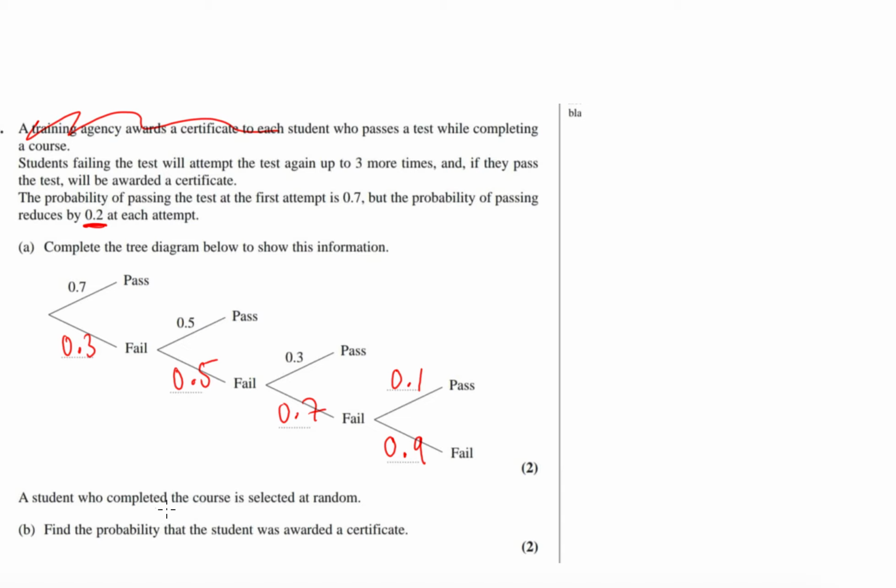A student who's completed the course is selected at random. Find the probability that the student was awarded a certificate. So in order to be awarded a certificate, you need to either pass the first time, or fail and pass, or fail and pass, or fail and pass. Okay, I'm actually contemplating why I crossed this out. I guess it's not that useless because we want to find the probability that they were awarded a certificate, and they were only awarded a certificate if they passed, but I think that's kind of common sense.